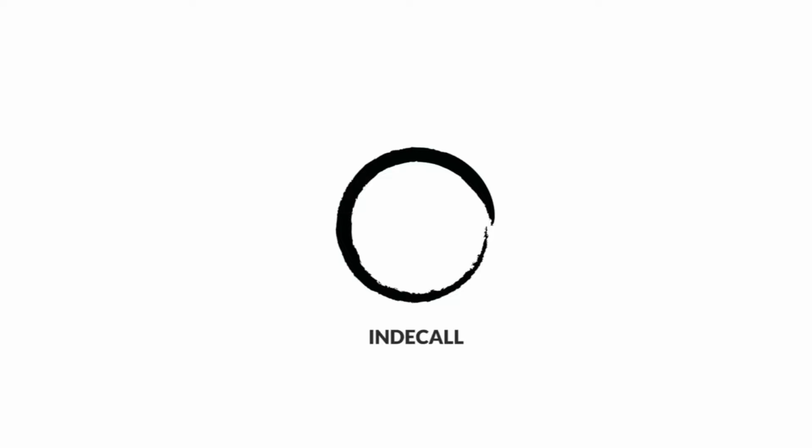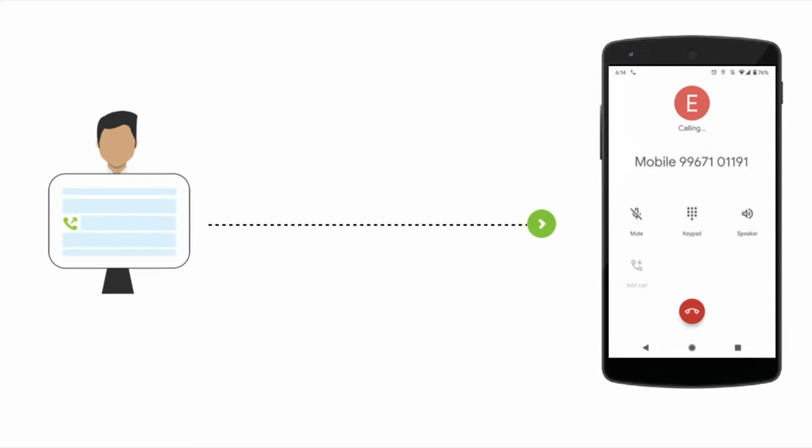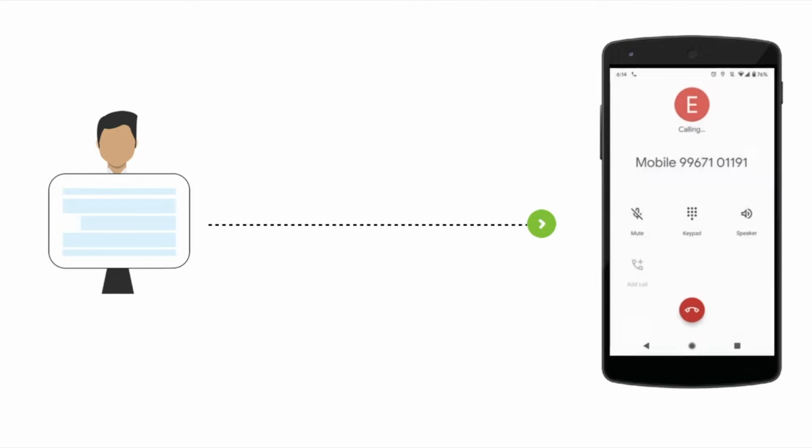Hi, this video will show you how to quickly set up Indecall. Indecall is a simple way to auto-dial from your browser. Click on the call icon in Indecab and your connected phone will dial the number automatically.